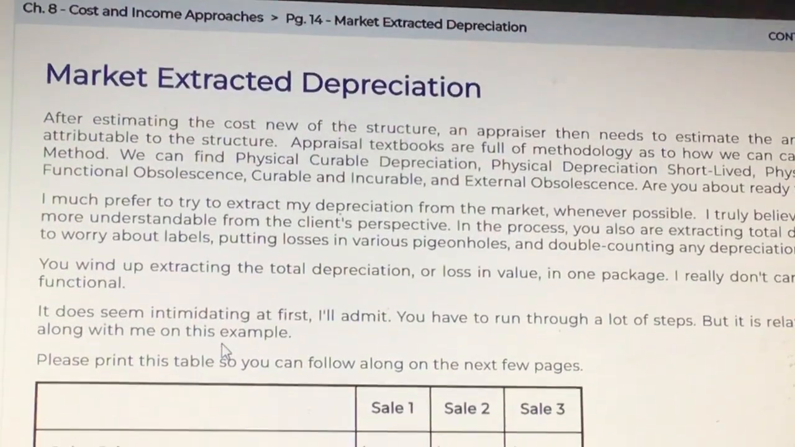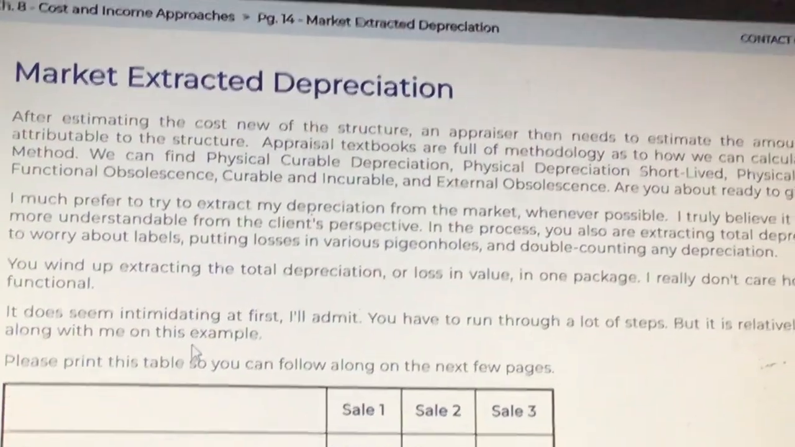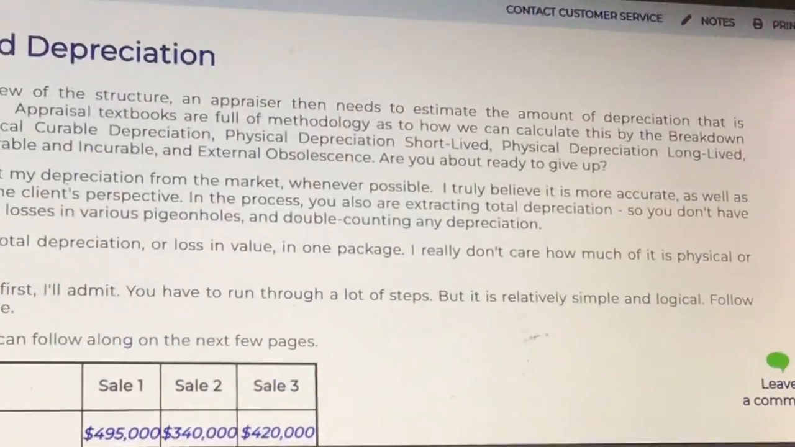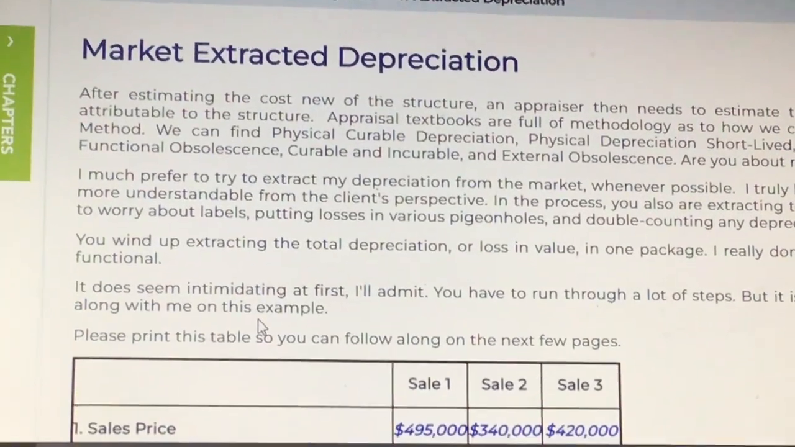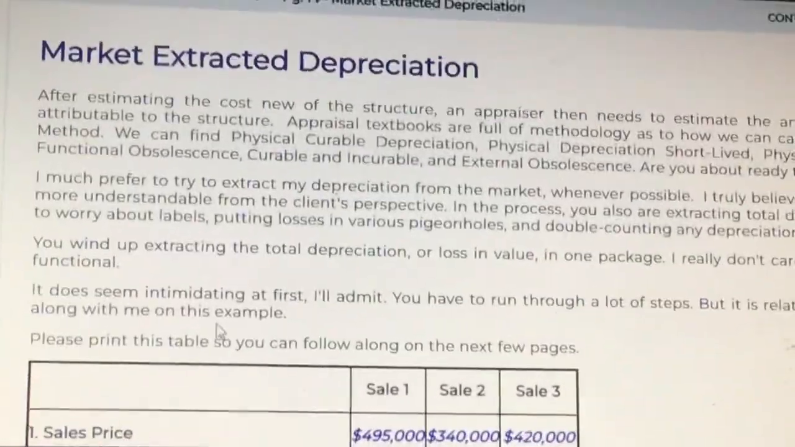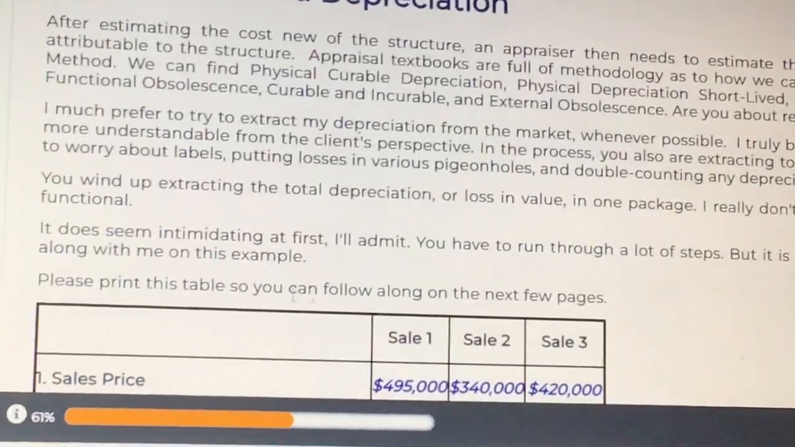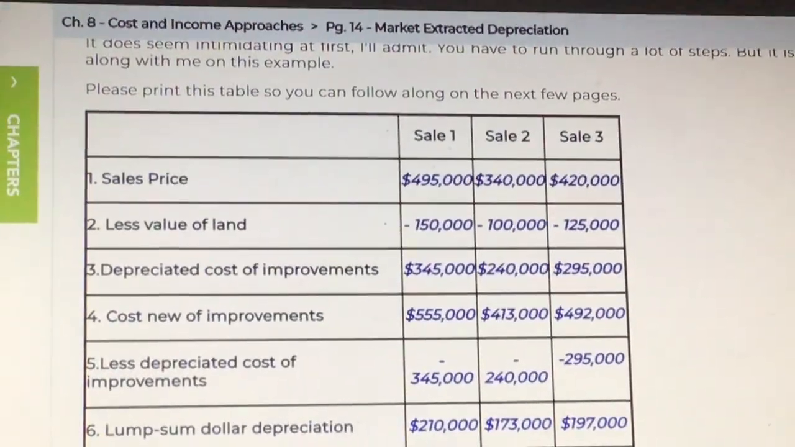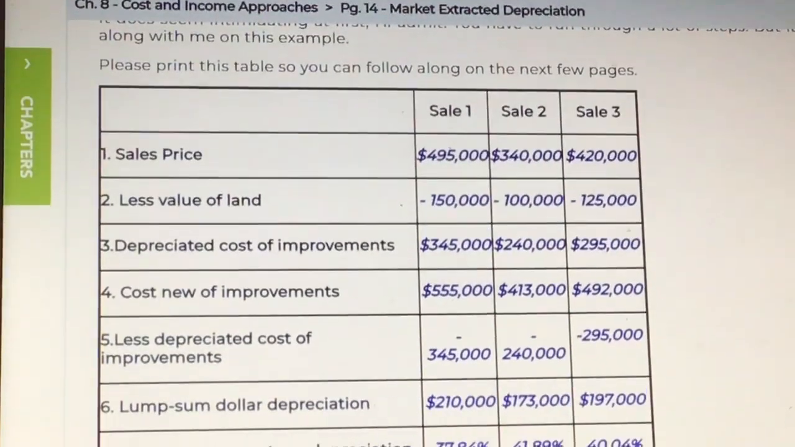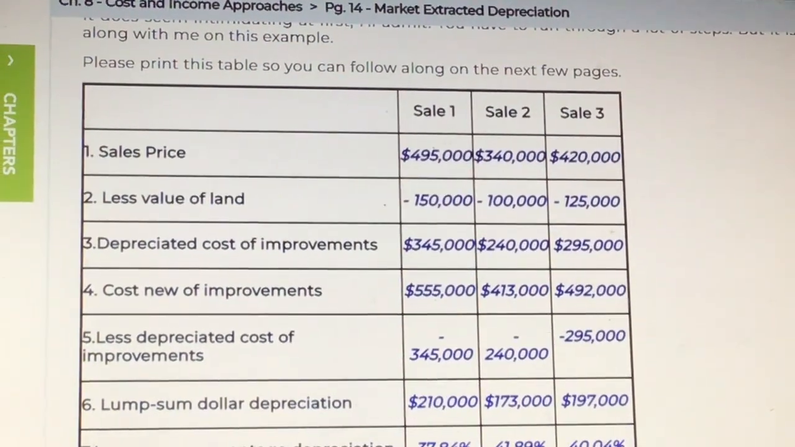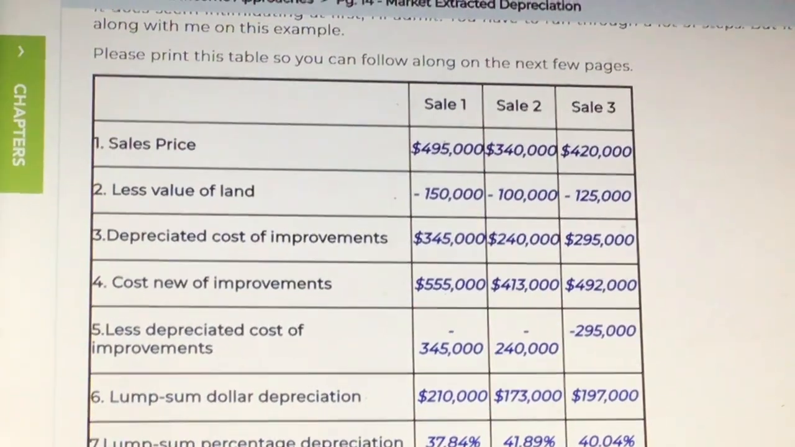It does seem intimidating at first, I'll admit. You have to run through a lot of steps, but it is relatively simple and logical. Follow along with me on this example. Please print this table so you can follow along on the next few pages. It shows a grid and sales 1 through 3. And then on the next row, it says number 1, sales price.